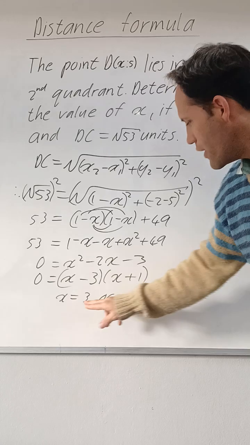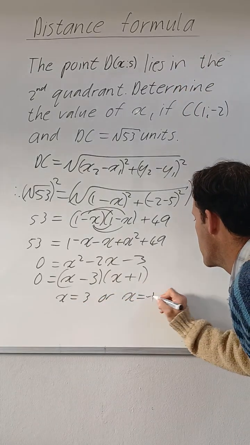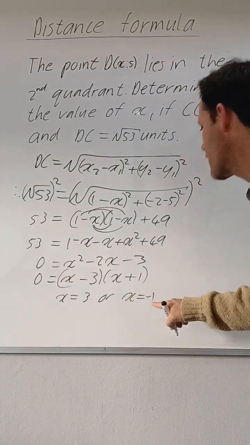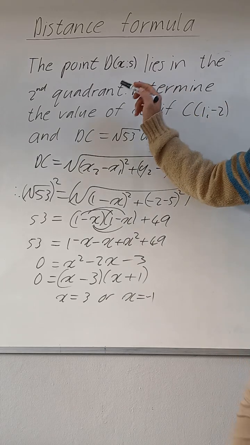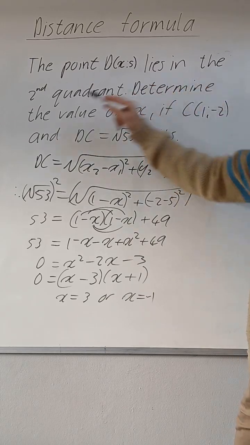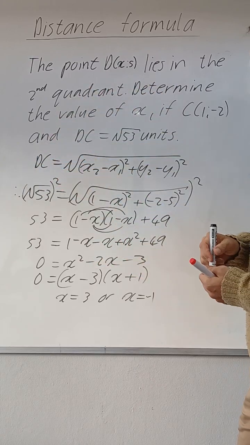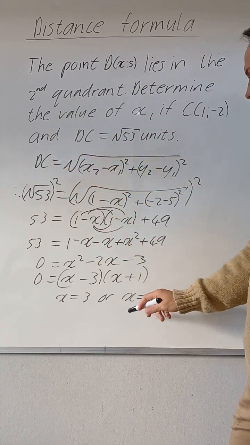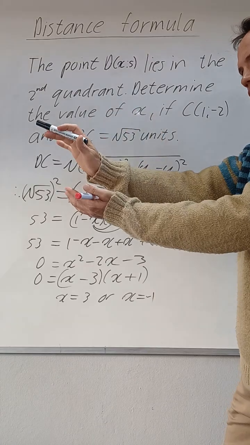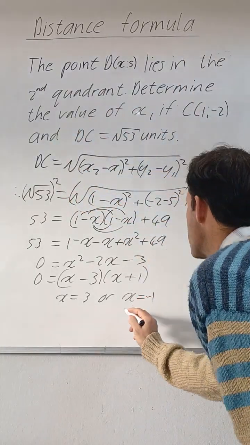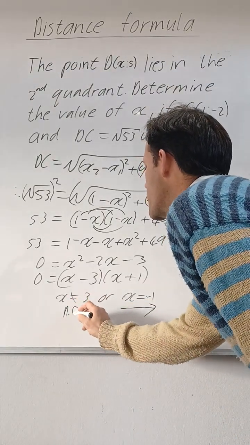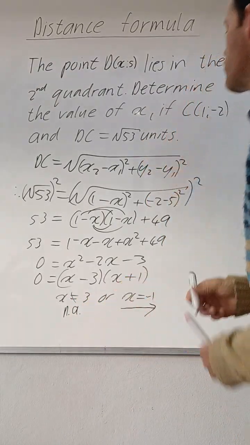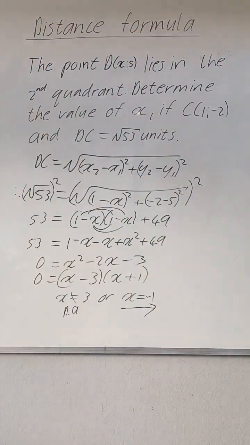So which one is the right one? 3 or negative 1 actually? Yeah, negative 1, because it's plus 1, so it must be negative 1. So which one is the right one, the 3 or the negative 1? What do you guys think? Because remember, they said it lies in the second quadrant, on this side. The second quadrant is on the left, where x is negative. So then you can say that's my correct answer. This one is not going to be applicable. You can just write not applicable. So my right answer is x is equal to negative 1. So I solved for x.